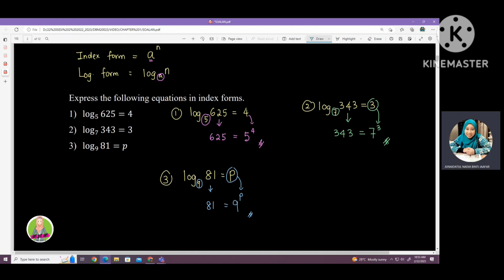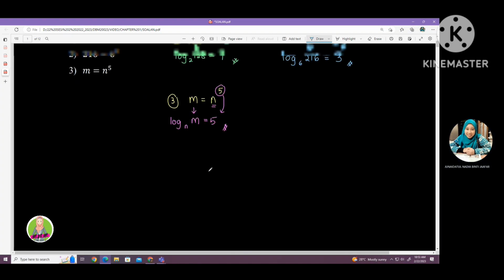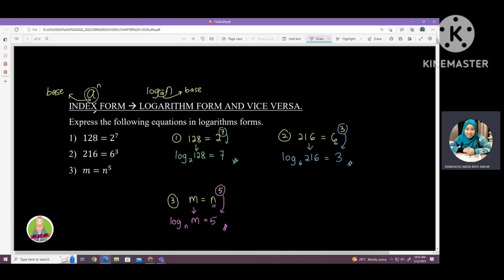Right. So, itu sahaja. Tajuk: Converting index form to log form and vice versa.